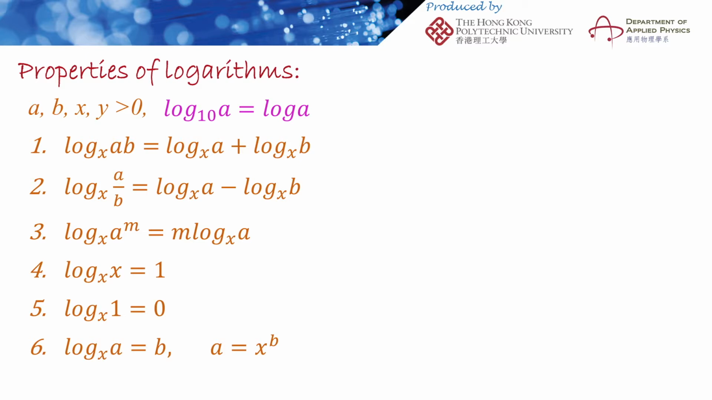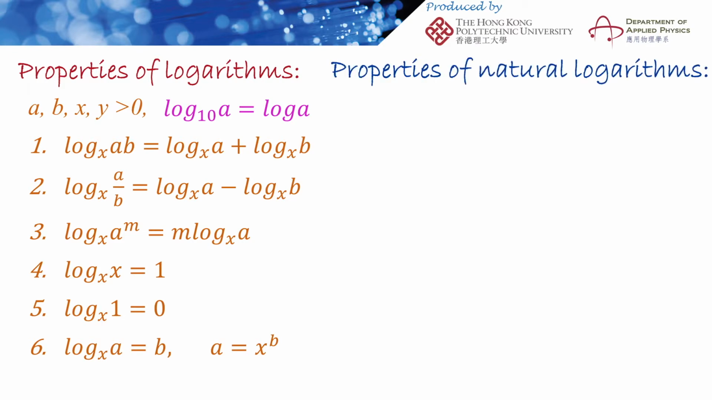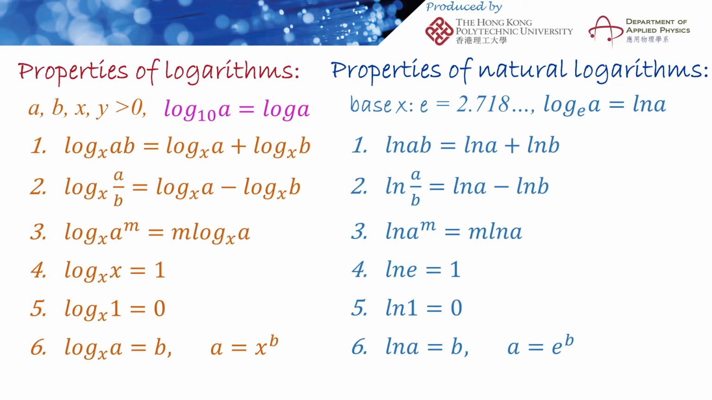Another commonly used base in logarithms is the number e. e is a special number just like pi. e is a constant around 2.718. Logarithms to this base are called natural logarithms. We will use the symbol ln to represent natural logarithm. The properties of natural logarithms are the same as the properties of logarithms. We just change log to ln.